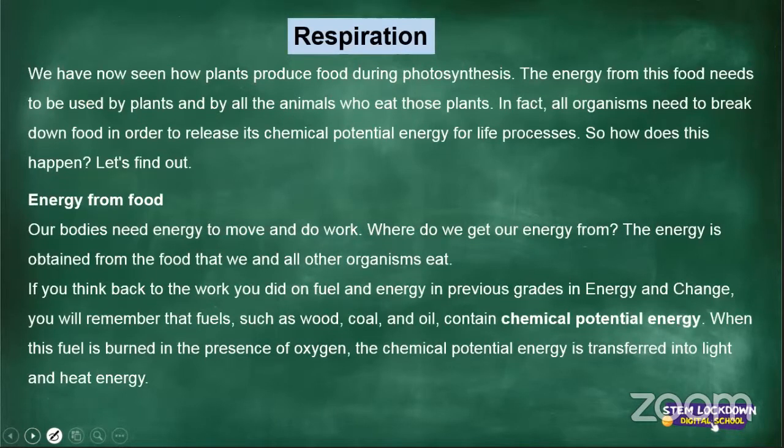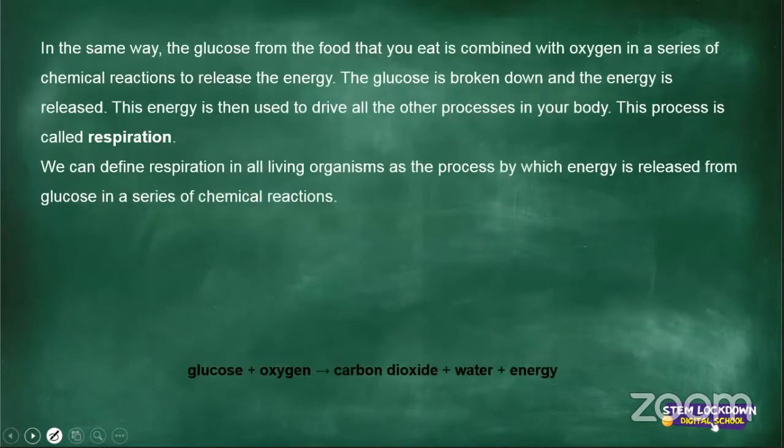So our bodies basically need energy to move and to do work. Where do we get our energy from? The energy is obtained from the food that we eat and from the organisms that we also eat. If you think back to the work you did in previous grades in energy and change about fuel and energy, you remember that fuels such as wood, coal, and oil all contain chemical potential energy. When this fuel is burnt in the presence of oxygen, the chemical potential energy is transferred into light and heat energy.